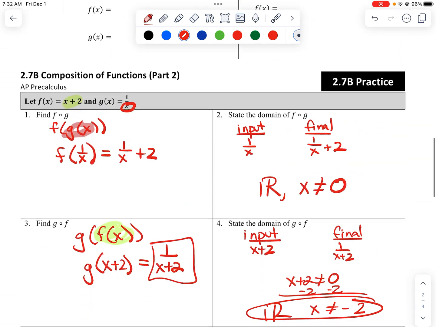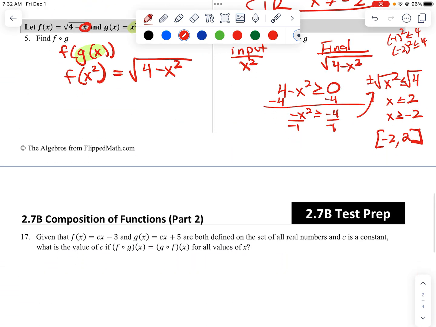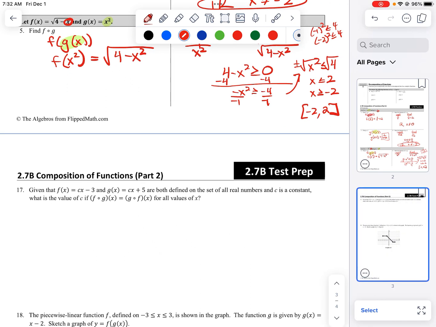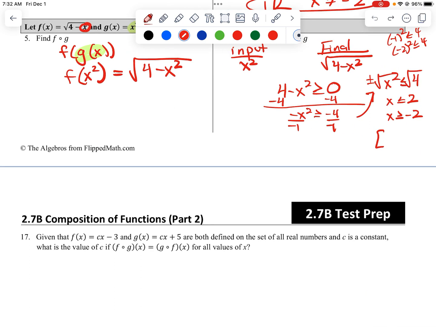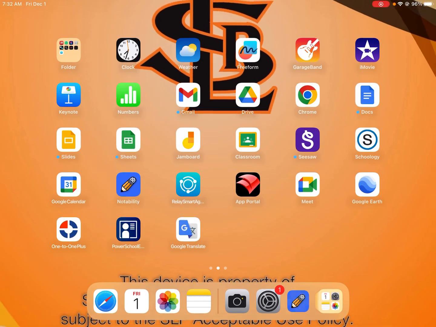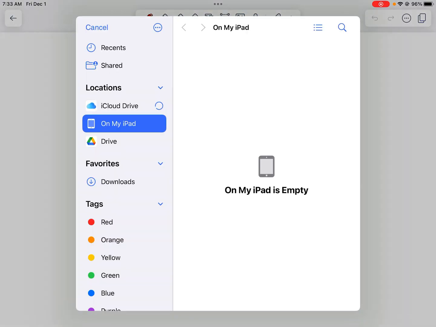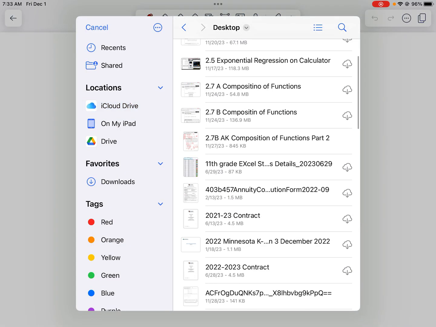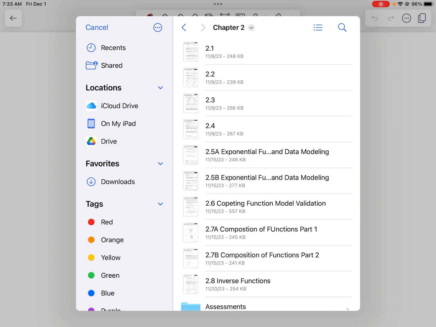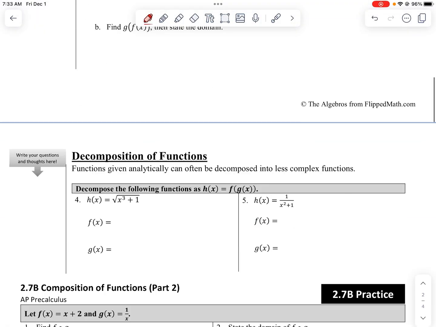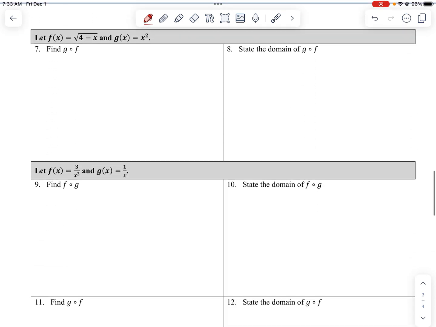Where did that next page go? I seem to be missing a page. Let's see. Let me see if I can find it here. Did I accidentally delete a page? Sorry guys, let me quickly grab that again because somehow we are missing a page here. So let's see. See my messy desktop, so we need 2.7 part B. There we go. All right, so here's that page.